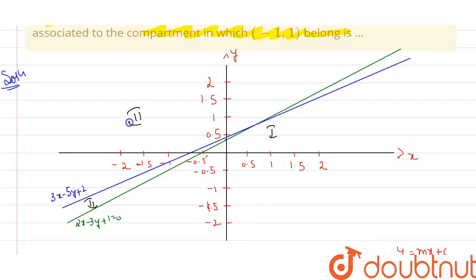Similarly, the third compartment is this one here, this whole part. And the fourth will be this part only, after this intersection. This part here is the fourth compartment.